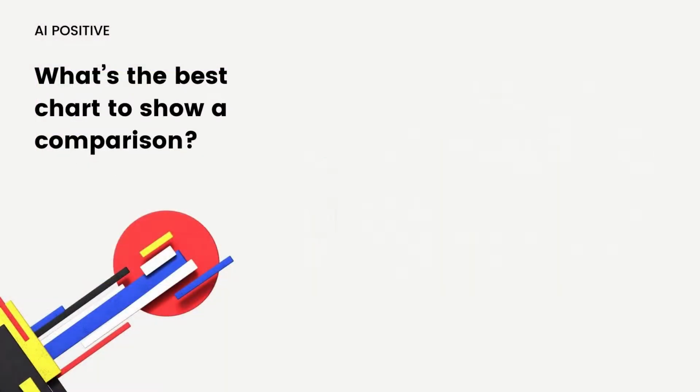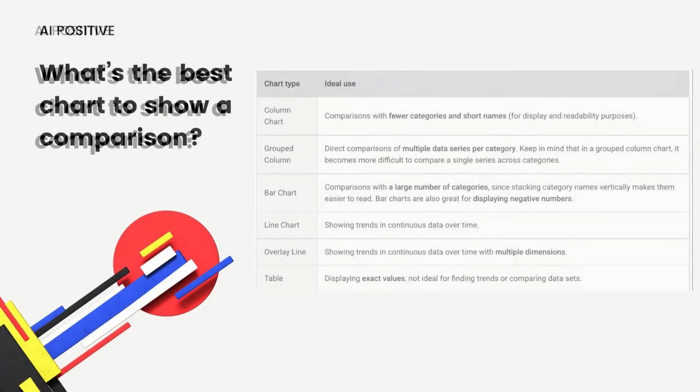But the question is how to choose the best chart for your data. What's the best chart to show comparison? Comparison questions ask how different values or attributes within the data compare to each other. Tables help you compare exact values to one another. Column and bar charts showcase comparisons across different categories, while line charts excel at showing trends over time.